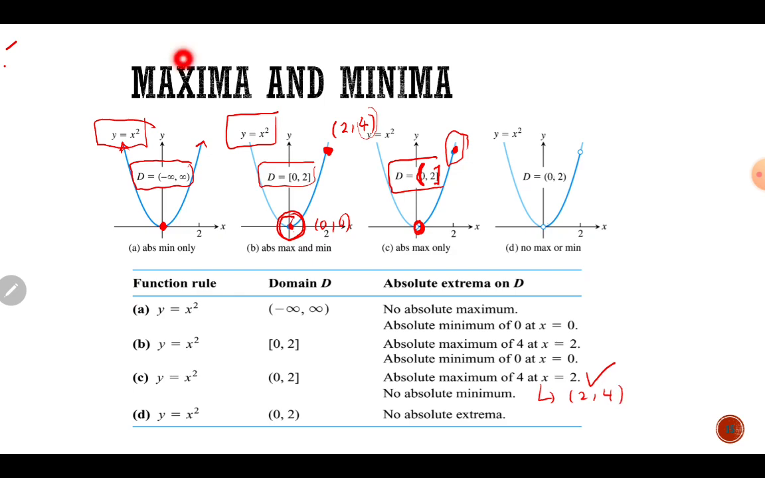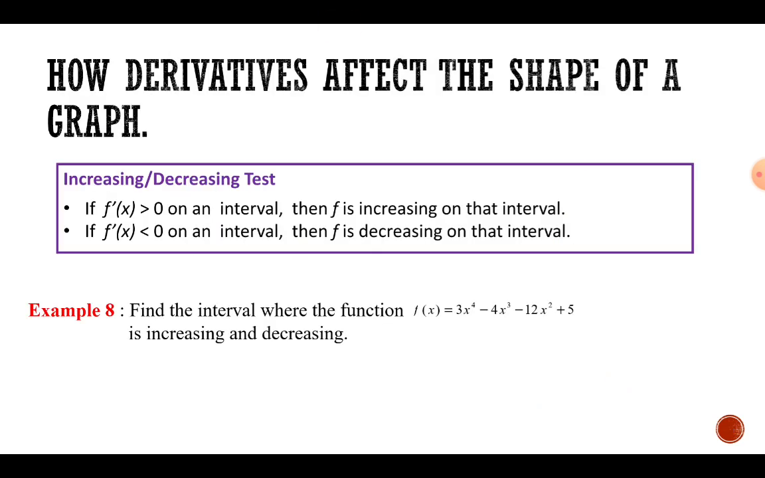Whereas this one (0, 2) open interval, maknanya dia tak include dia punya endpoint ni. So both kita tak boleh kata we have absolute maximum or minimum, because dua-dua tak define at x equals 0 and at x equals 2. So we do not have any absolute maximum or minimum. Okay, boleh faham? Alright.